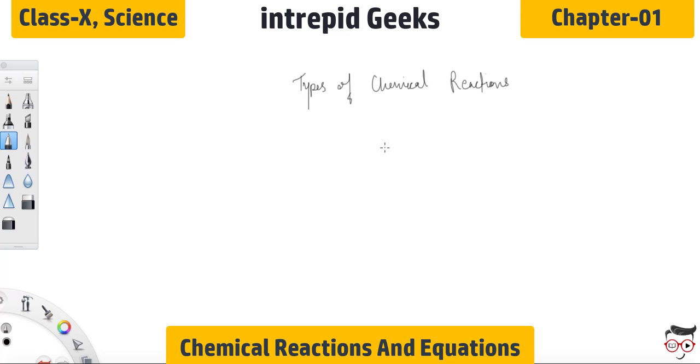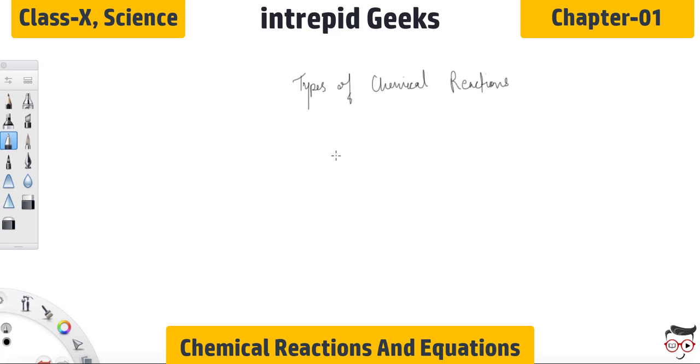In the last session, I had discussed balancing chemical reactions. I had used one chemical equation to make you understand the concept of balancing. Today I will be discussing the types of chemical reactions. I want you to put your complete attention towards the session so that you can understand everything properly.